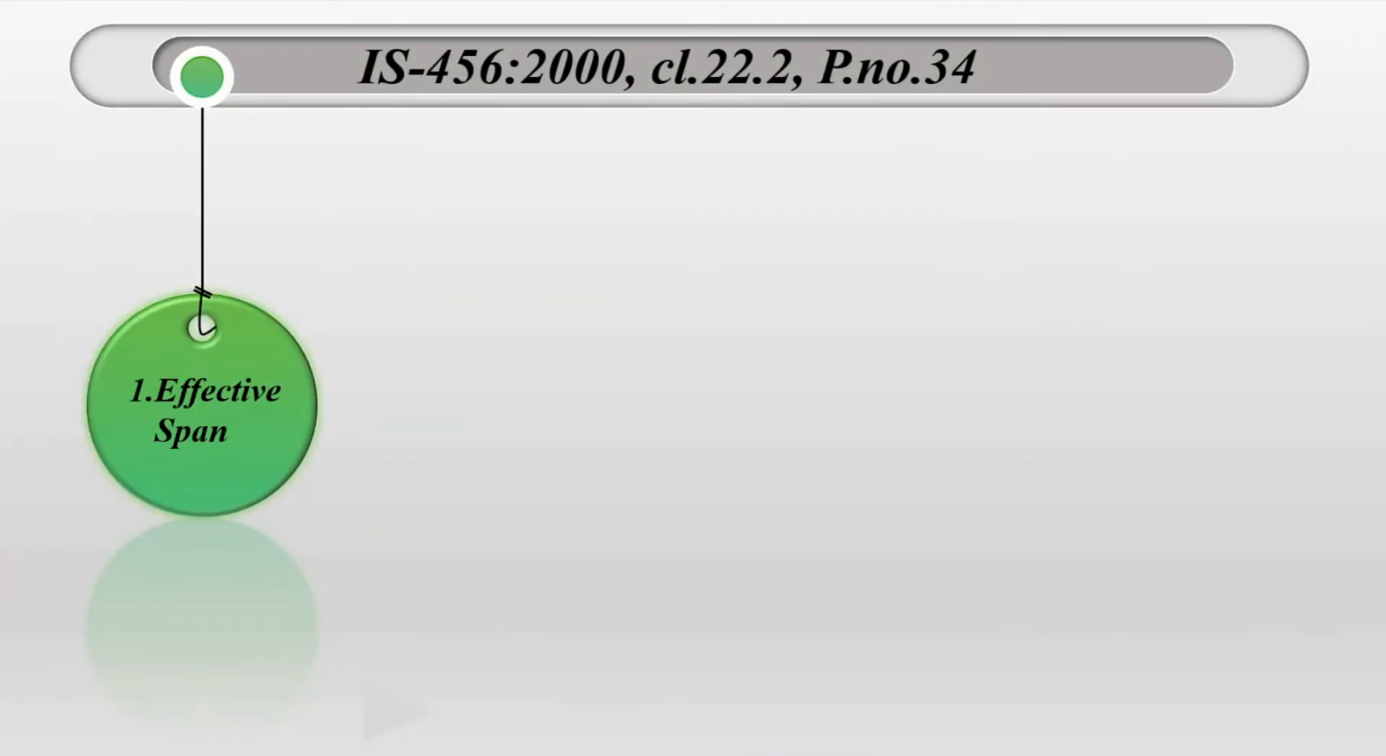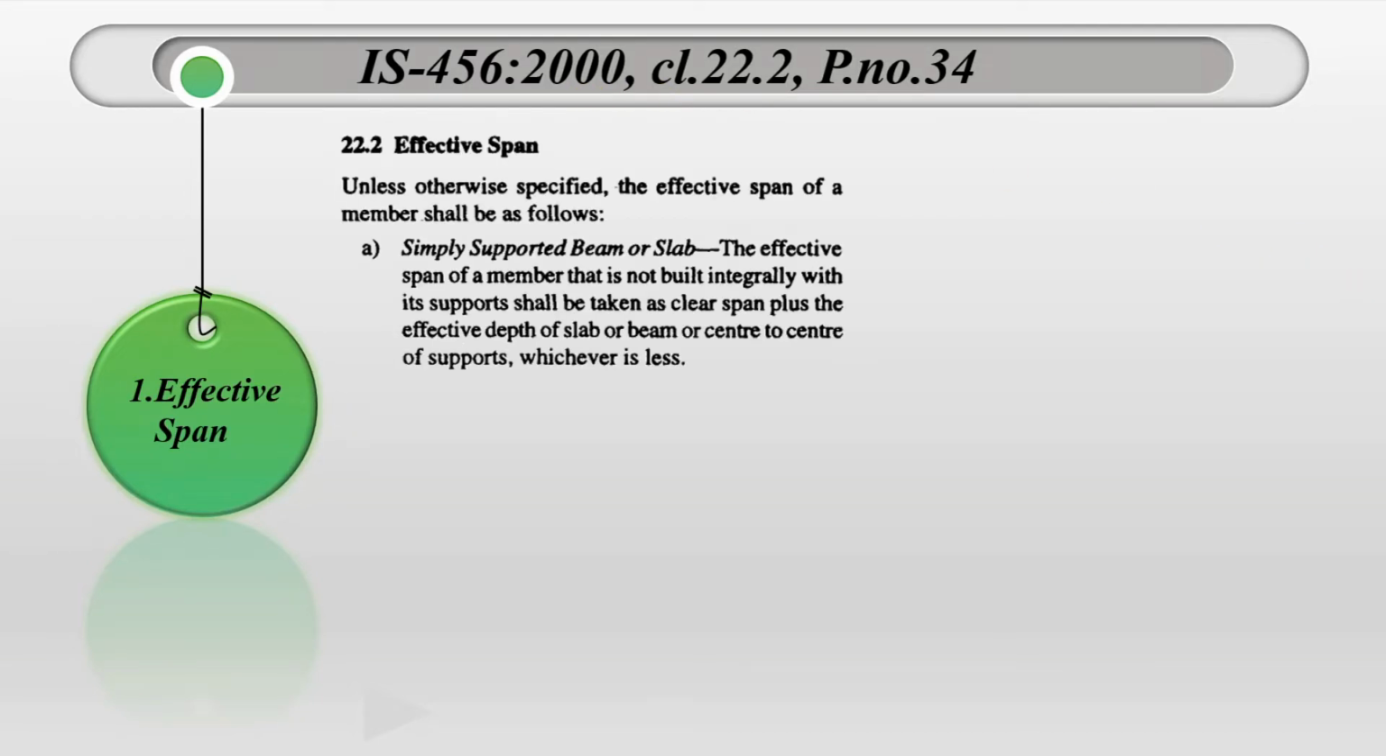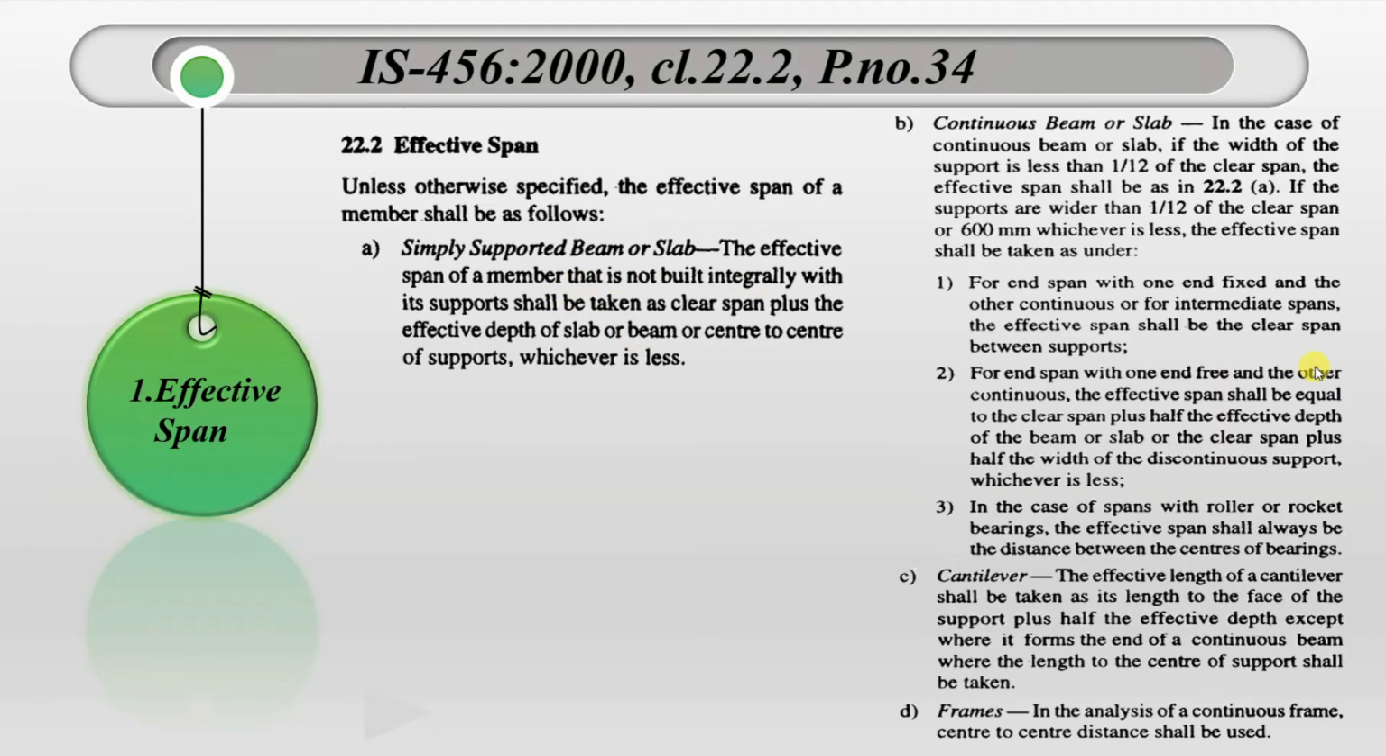First one is effective span as per IS 456-2000, clause number 22.2, page number 34. What is given is for all other slabs like simply supported slabs and all. Let's look into the cantilever slab. The effective length of a cantilever slab shall be taken as its length to the face of the support plus half the effective depth, except where it forms the end of a continuous beam, where the length to the center of support shall be taken.